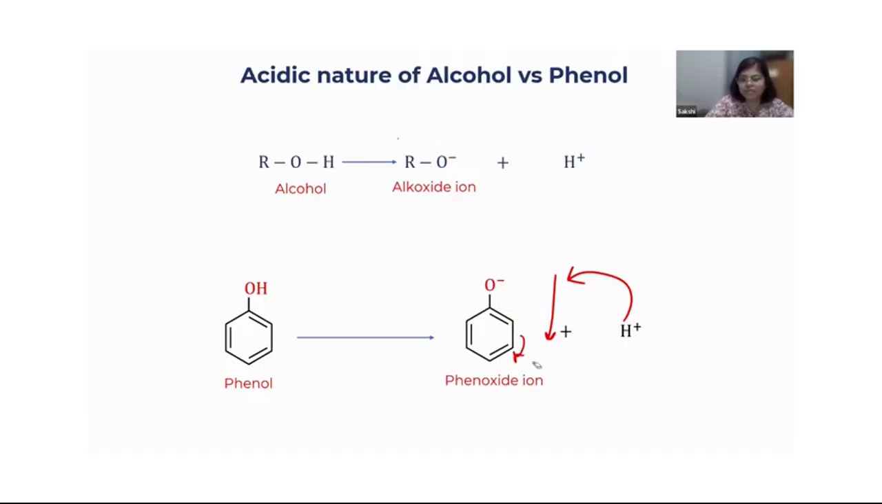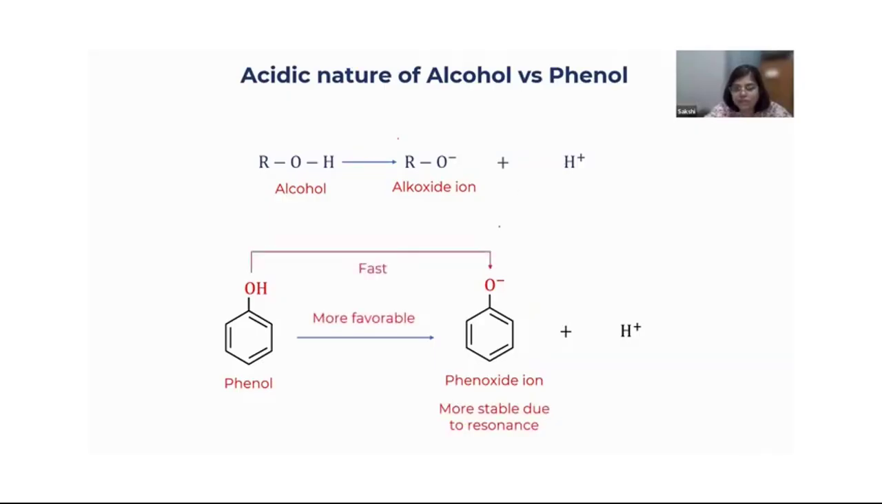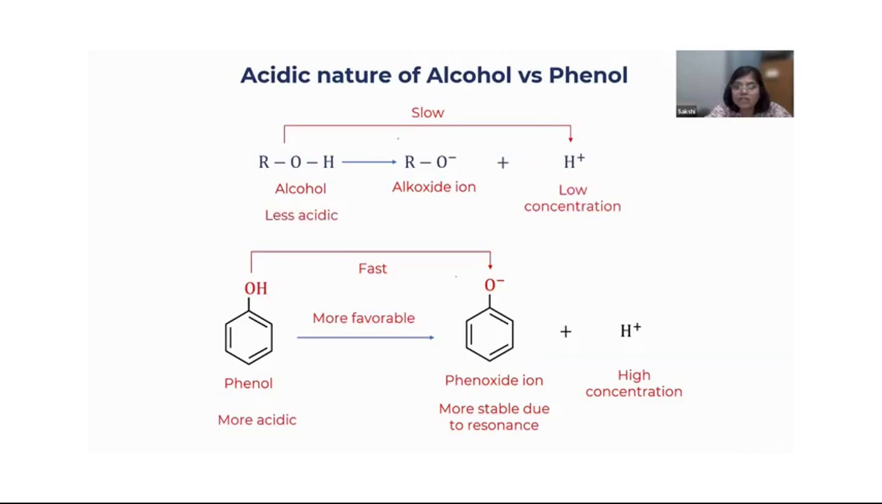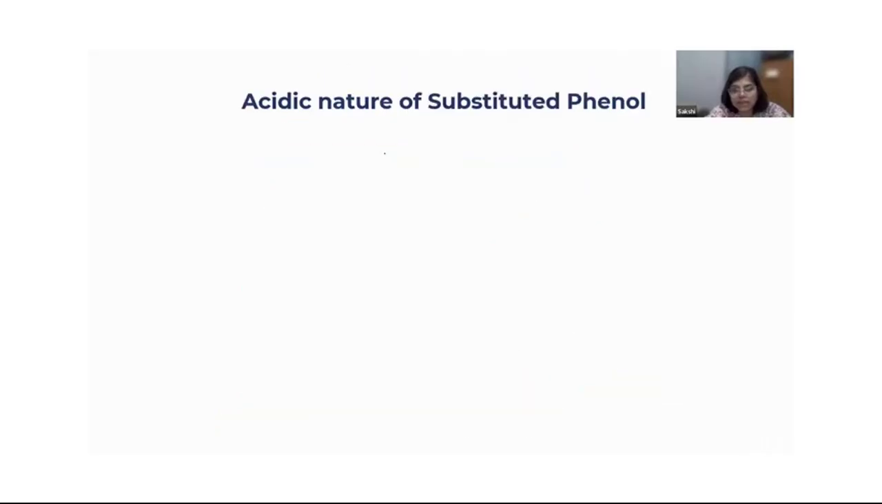So basically the conclusion here is phenol is a stronger acid than alcohol. The phenoxide ion is more stable, so this is more favorable, a fast reaction. So phenol is more acidic. But here, this reaction is slow. H plus is released in low concentration and this is less acidic. Why? Because this RO minus, the alkoxide ion, is not stable, because of the inductive effect of the alkyl group.